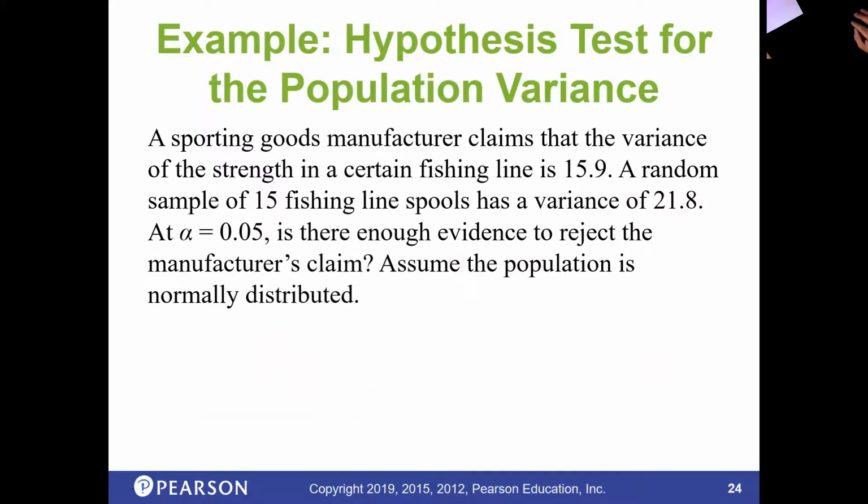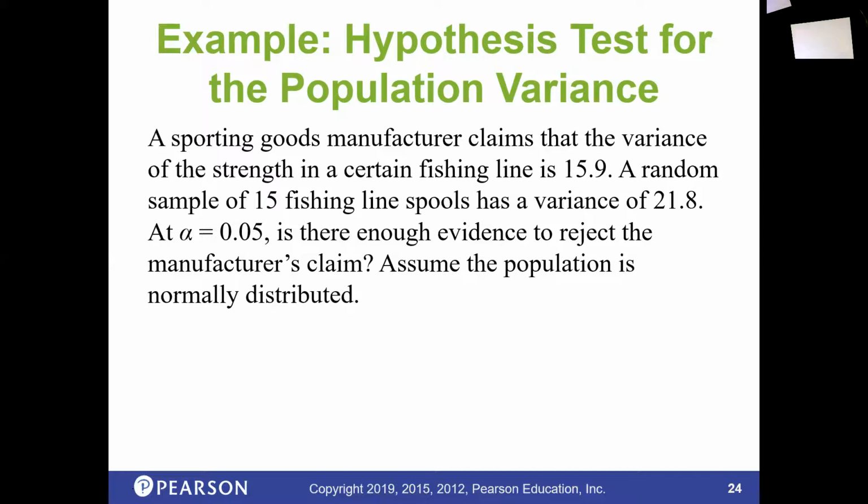Okay, so what's next? A sporting goods manufacturer claims that the variance of the strength of a certain fishing line is 15.9. A random sample of 15 fishing line spools has a variance of 21.8. At the 0.05 level, is there enough evidence to reject the manufacturer's claim?